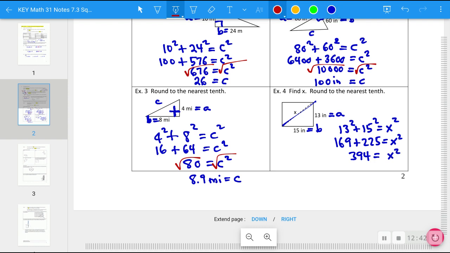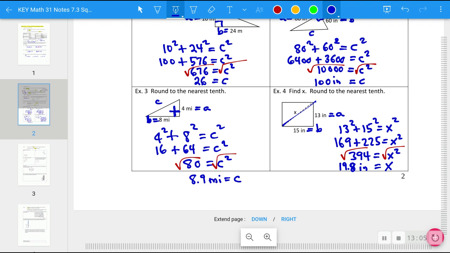And all we have to do is square root both sides to finish the problem. So over here you get X, and that's because the squaring and the square rooting undo each other. And the square root of 394 is about 19.8. And your calculator will tell you that. Okay, so it's about 19.8 inches.